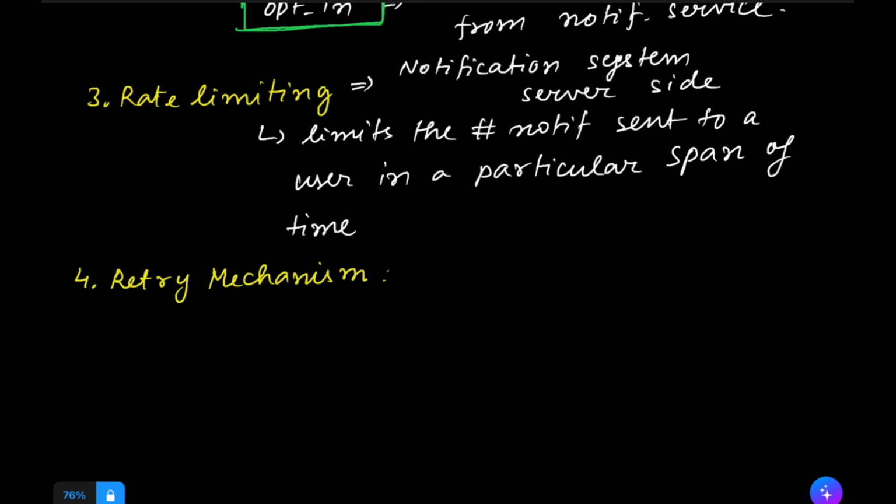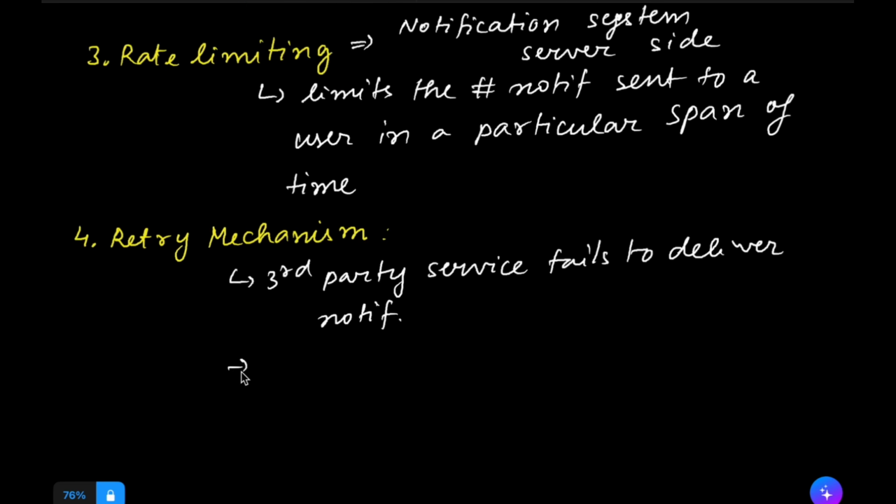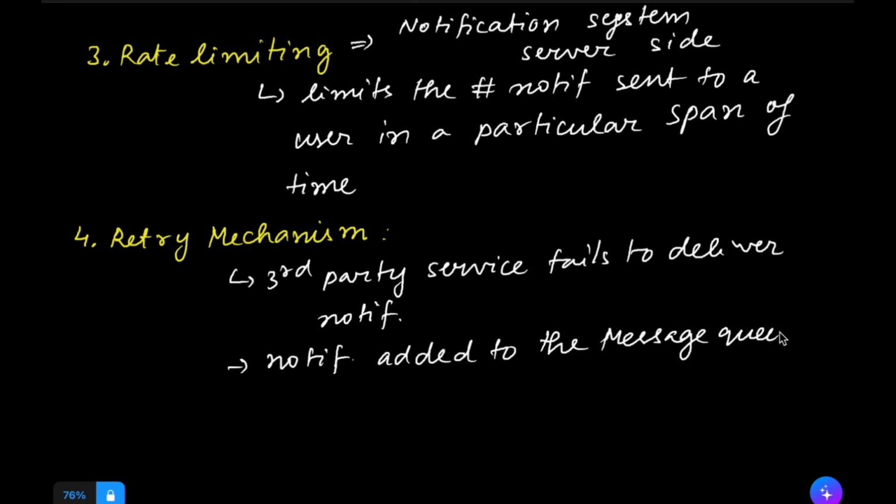In the high level design diagram, you have seen that we put the notifications in a message queue, workers pull the notification from the message queue and send it to the third party services, and the third party services are responsible for delivering the notification to the end user. But suppose the third party service fails to deliver the notification successfully. In this case, the notification is added back to the message queue for retrying.